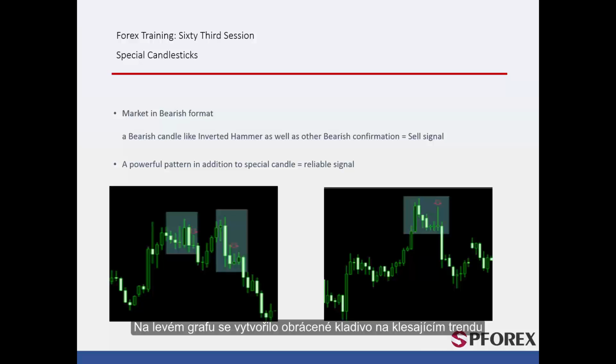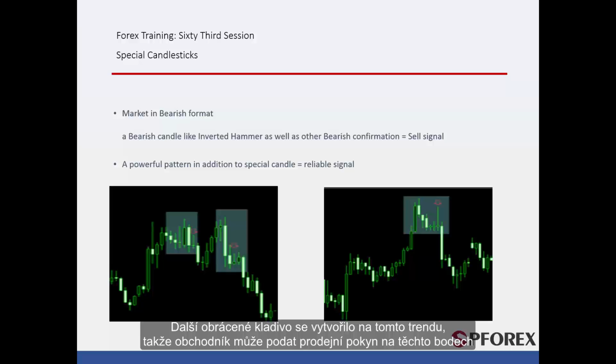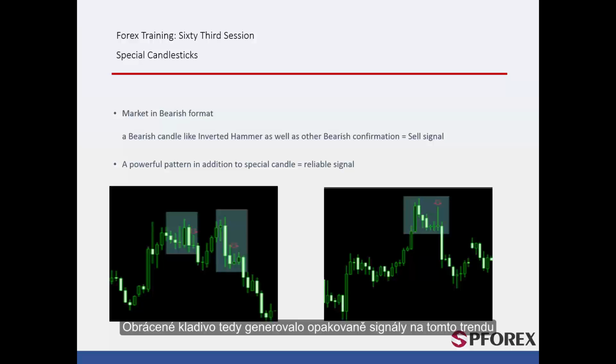On the left graph, an inverted hammer has formed on a downward trend. Another inverted hammer has formed on this downtrend. Thus, a trader could place a sell order on these spots. On the right graph, an inverted hammer has formed on a downward trend, followed by a continuous decline. So, an inverted hammer generates continual signals on a downward trend.